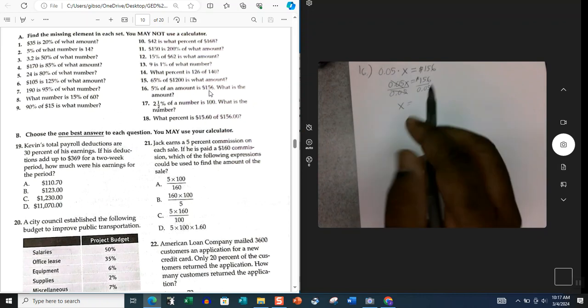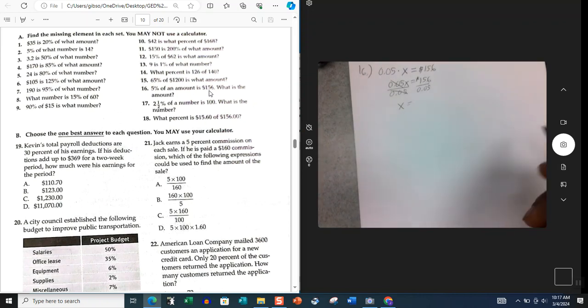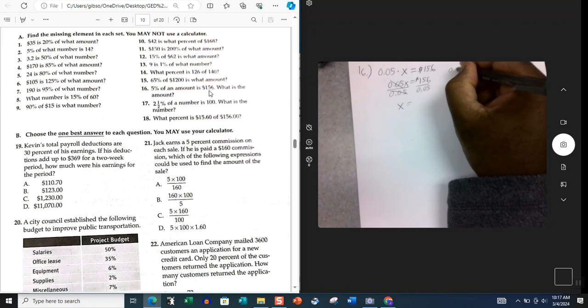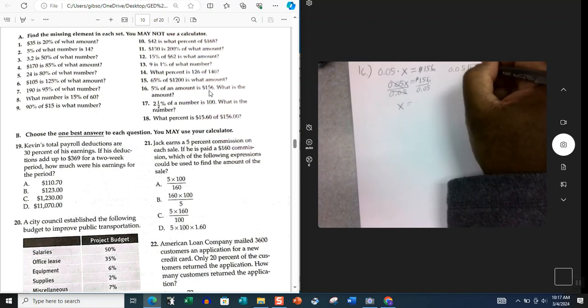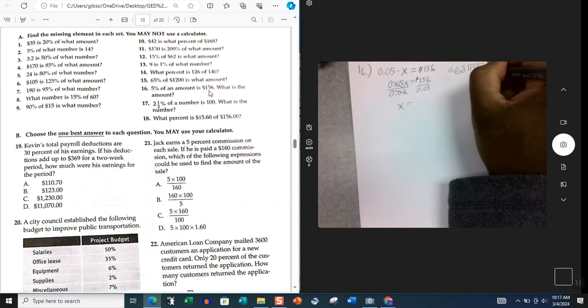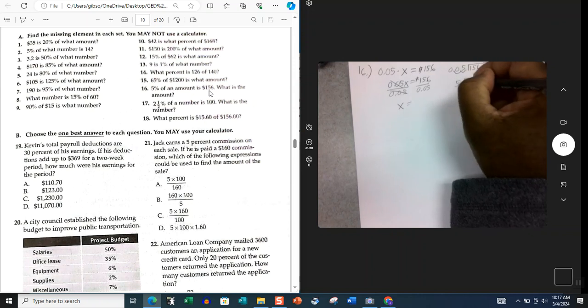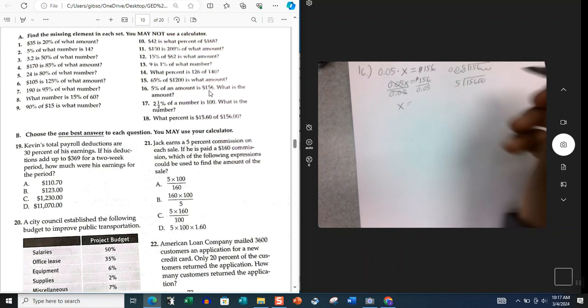So now we will have to take 0.05 into 156. So we'll go off to the side, 0.05 into 156. We'll move the decimal 2 places to the right here. It's assumed to be a decimal here. We'll move that 2 places to the right. So it'll be 5 into 15,600.